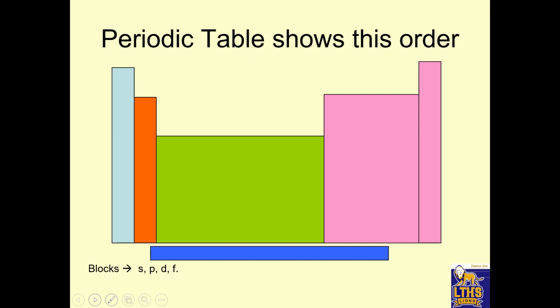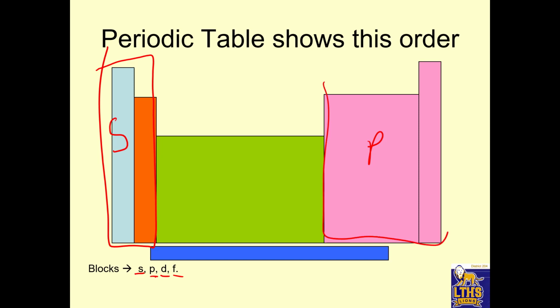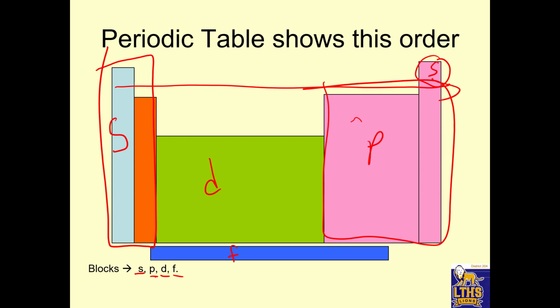The periodic table shows this order. You fill in the order of S, P, D, F. This is the S block. This is the P block. This little one right here is an S as well. This is the D block in green, and this is the F block in blue. You fill in order from left to right.